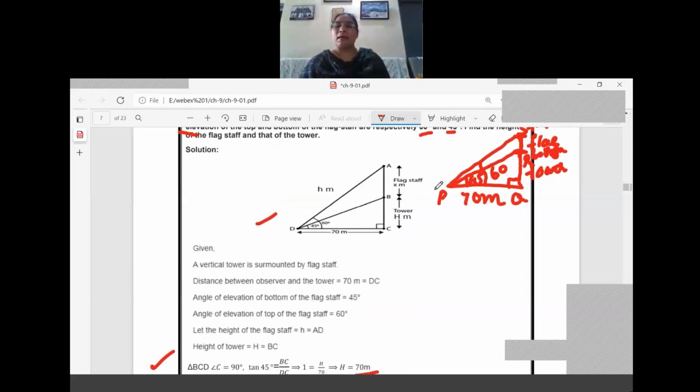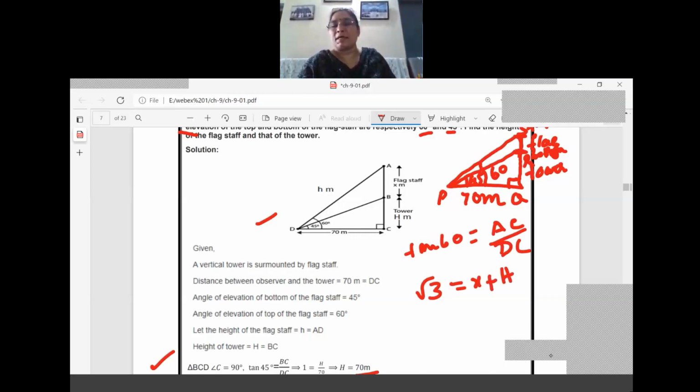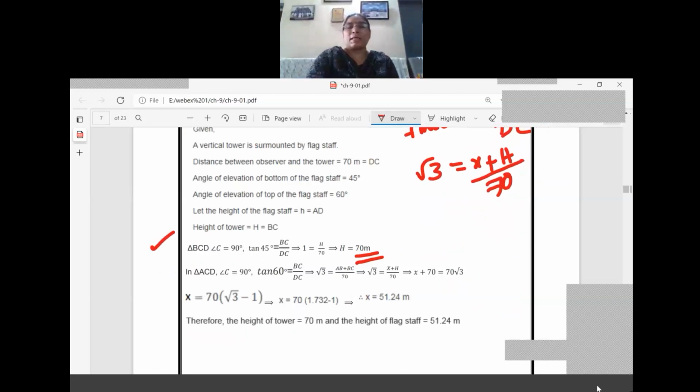Now what is the other triangle? ADC. Angle C is 90 degrees. Now we are getting tan 60. What is tan 60? Opposite side by adjacent side; the opposite side is AC divided by DC. Tan 60 is root 3. AC is equal to X plus H, divided by DC, which is 70. So like that we have to form the ratio and cross multiply. Tan 60 equals AC by DC, equal to root 3, equal to X plus H by 70.